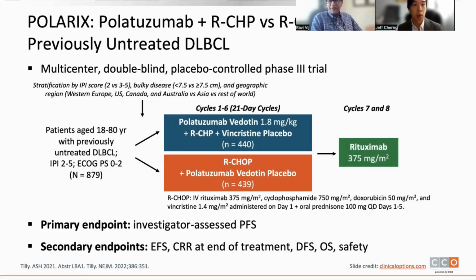Yes, of course. So this is a very exciting, hotly anticipated study that was an international placebo-controlled, double-blind study that enrolled patients with an intermediate or high-risk international prognostic index. So it did not enroll patients with an IPI of 0 to 1.